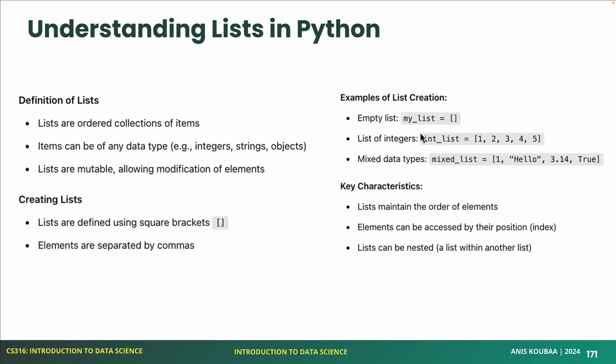These are different ways on how we can create a list. We can create an empty list, we can create a list of integers, or we can create a list of mixed data types, as you can see over here. And the list maintains the order of elements. I mean, every element has a particular index. So we maintain the order.